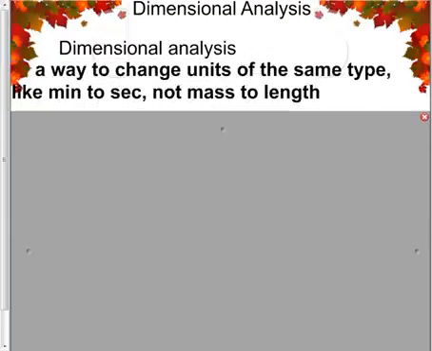When we're changing between these prefixes and between these measurements, we're going to use a system called dimensional analysis. Now, there's quite a few rules to it, but they all are going to make sense in the long run. So dimensional analysis is a way to change units of the same type, like minutes to seconds, because they're both times, but not a mass to a length.